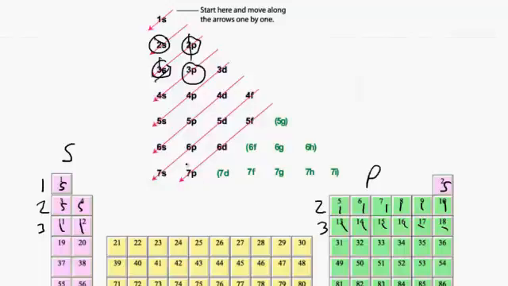Now here's where it gets a little tricky. From the 3p, we go to the 4s. Then here's the trick. From 4s, cross that off, we go to the 3d. This is the 3d. All this middle block here in yellow, these are the d's.